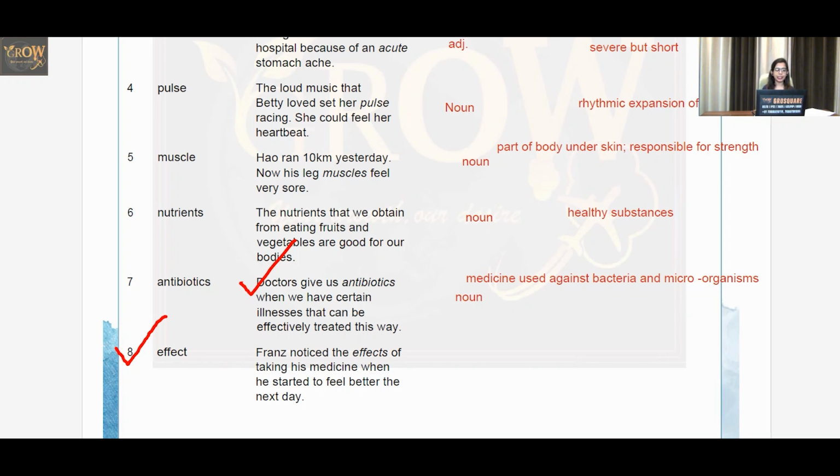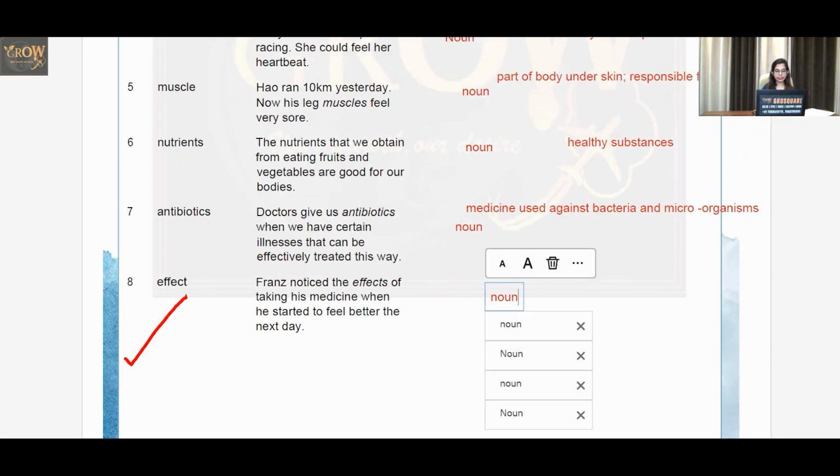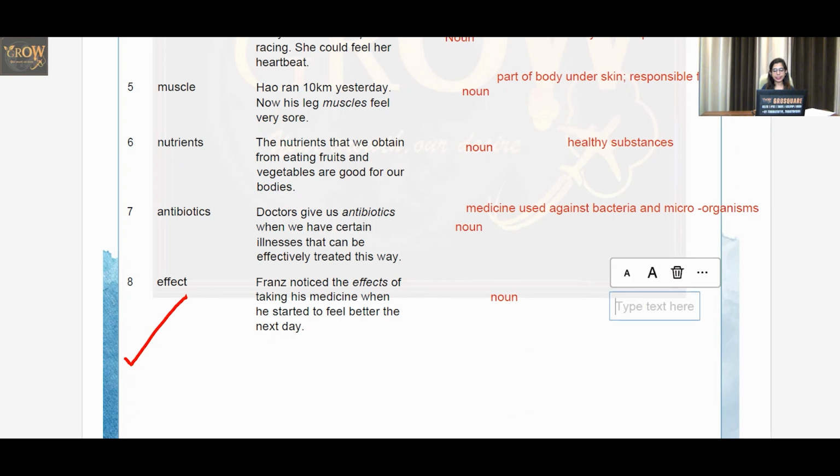Let's move ahead, and we are covering eighth word now, and this is effect. Again, what it is? So this is again a noun. And what does it mean? Effect basically means impact, prabhav, right? So let's read the example. They are saying that friends noticed the effects of taking his medicine when he started to feel better the next day. That means friends ko next day he better feel hone lag gaya, so he was noticing the effect of taking this medicine, right?